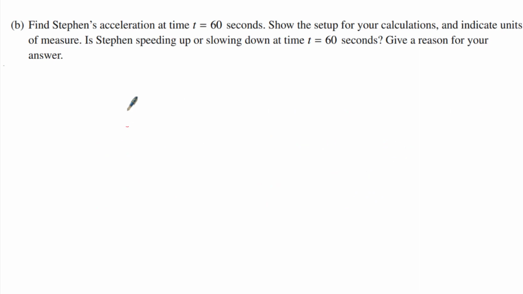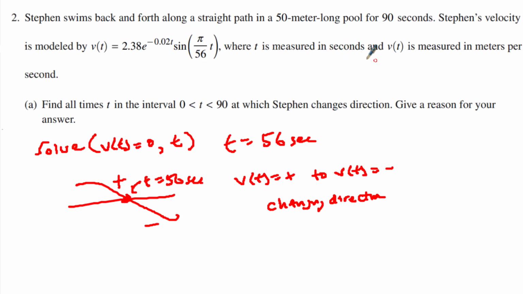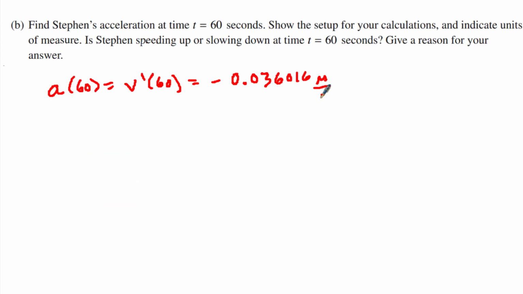Question B says find Steven's acceleration. So we're trying to find the acceleration at 60 seconds, which means v prime of 60. You're going to put that in your calculator, and you end up getting negative 0.036016, and you can see the units. We know the velocity is in meters per second, and so the acceleration would be in meters per second squared.